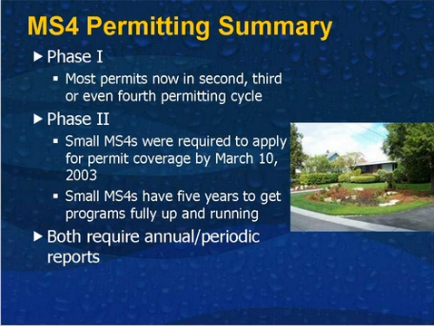So just to summarize the MS4 permits here, as Thelma mentioned, most Phase 1 permits are in their second or third, or some even starting their fourth permitting cycle. Phase 2 was required to have permit coverage by March 10th, 2003, and then, as we mentioned, they have 5 years to get the program fully up and running. Now, we know that because states issued permits at different times, that time frame is thrown off sometimes, so that's kind of a generalization, and that both of these programs require annual or periodic reporting.